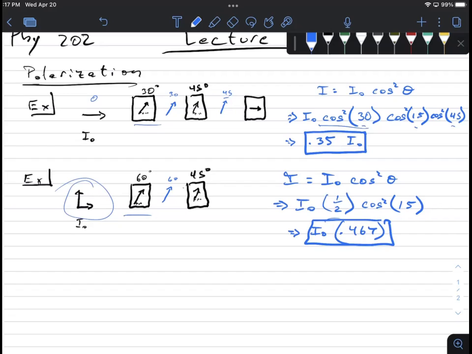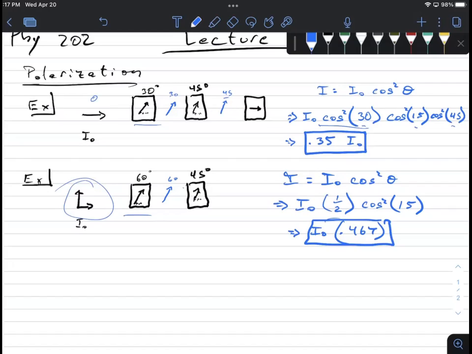And unpolarized means that whatever is sending out the light, it sends it out randomly. It's not always in the same direction. And so the rule is, if you have a filter and randomly polarized light hits the filter, half of all the light is always blocked. The other half can make it through.